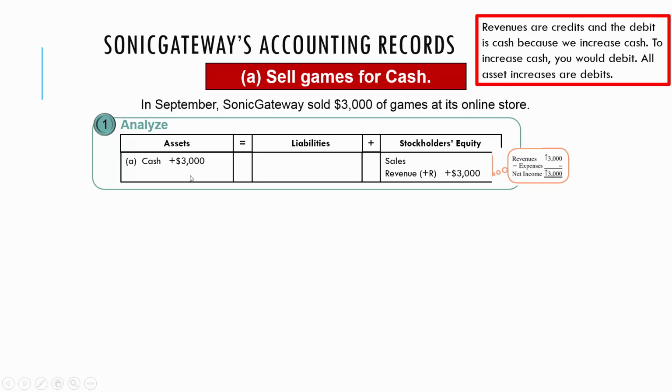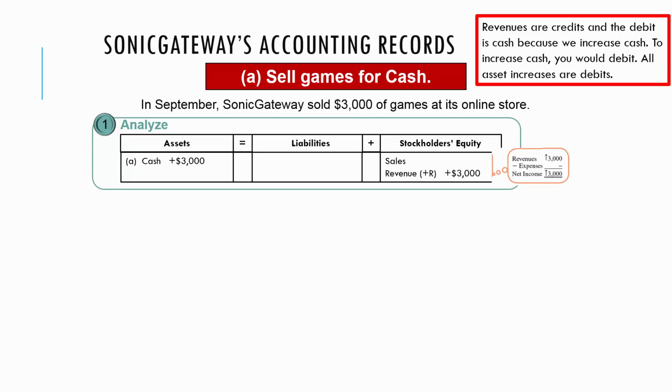We know revenue flows into the statement of retained earnings. Revenue increases net income. Revenue increases the statement of retained earnings. Retained earnings are a part of stockholders' equity. So we need an increase over here. We need stockholders' equity to go up. It shows up as a credit. And that makes our world wonderful.